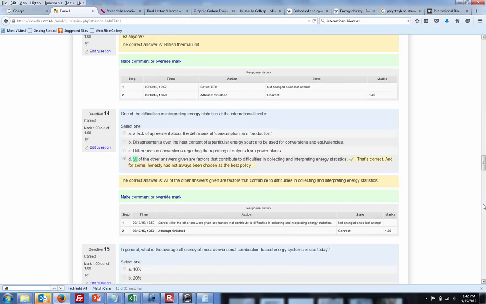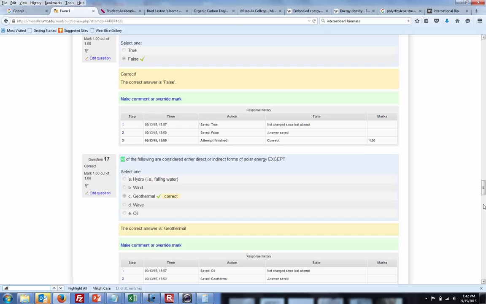Wind, wave, and tide. So wave would be just another term for hydro? No. Wave is by wind. Hydro is falling water with a head.